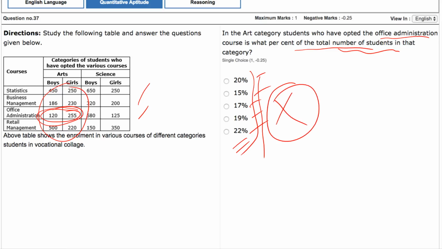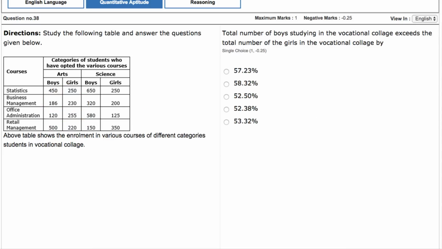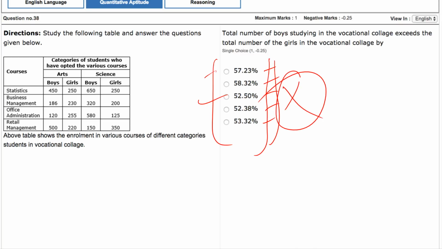I am not doing this donkey work again. This is ridiculous. Why will I add so much and do this calculation? Let's look at these options: 57.23, 58.32. All these options. I immediately know I will be asked to calculate some percentage, and if my answer choices are this close, I will just move ahead. These questions are meant to break your speed and to scare you.